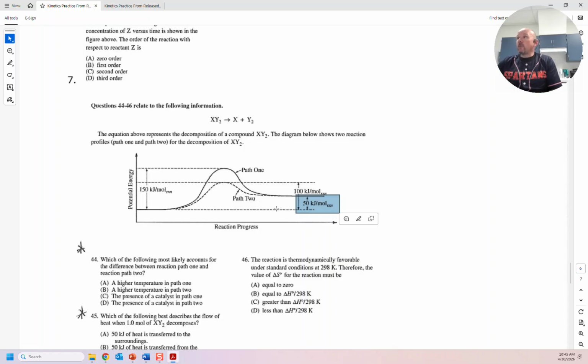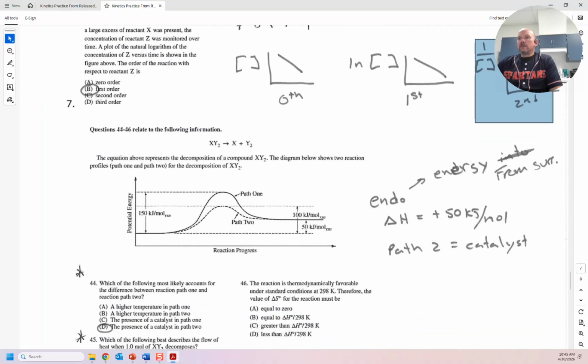They give me 2 pathways. This is the uncatalyzed reaction, and the dashed line is the catalyzed reaction. What changed? We lowered the activation energy. That's what a catalyst does. So path 2 is the catalyst path. Path 1 is the not catalyst path. Okay? So all those conclusions we jump to right from just seeing that chart.